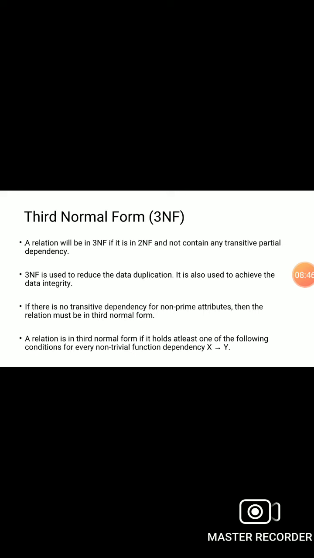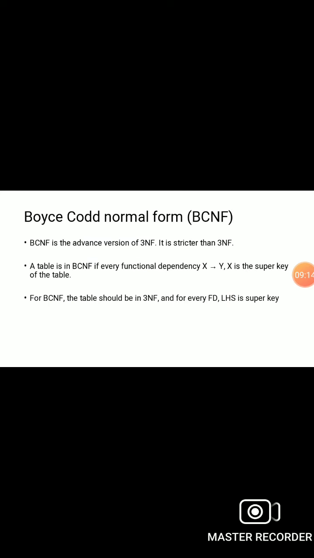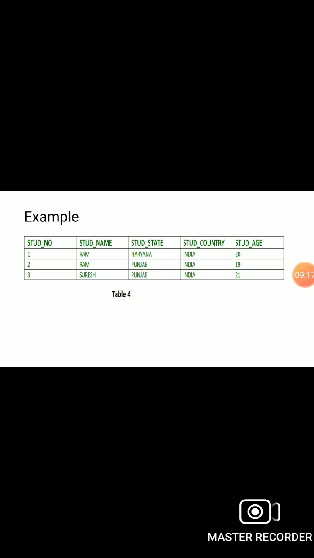If there is no transitive dependency for non-prime attributes, then the relation must be in third normal form. A relation is in third normal form if it holds at least one of the following conditions for every non-trivial functional dependency: X is dependent on Y. That means here the three tabular formats are there. This is an example of the third normal form.